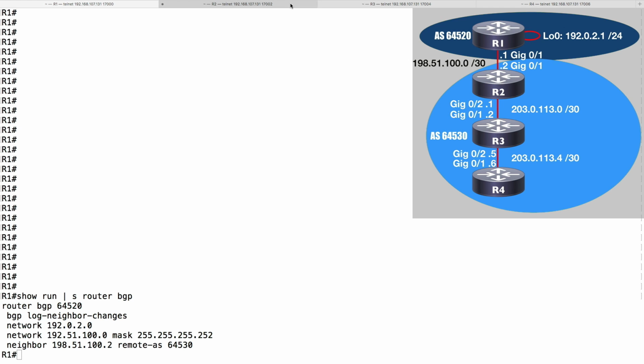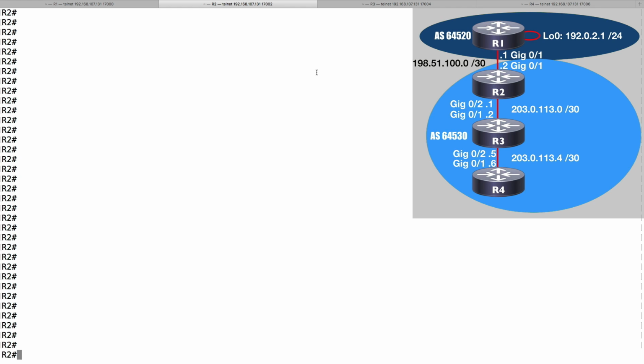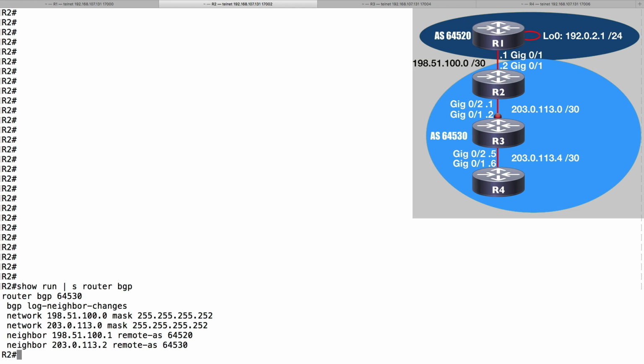Now let's go to R2. And again, I'll say show run pipe to section router BGP. Very similar configuration here. I start a BGP routing process, this time for a different autonomous system. It's 64,530 instead of 64,520. I specify what networks I want to advertise, which includes both of the networks attached to R2. And I specify my neighbors and the autonomous system in which my neighbors reside. I'm pointing to R1 and R3 as my neighbors.